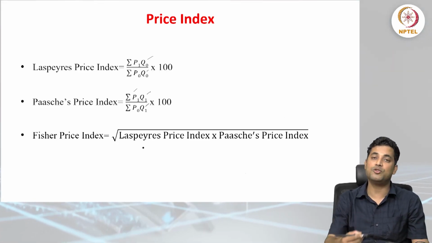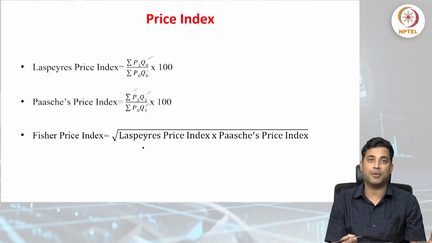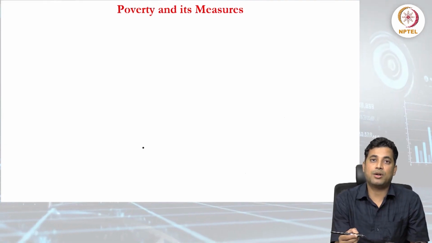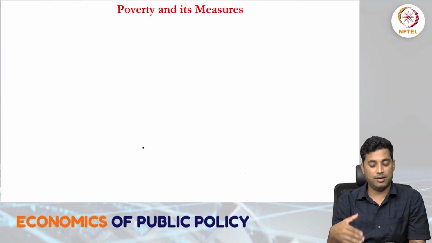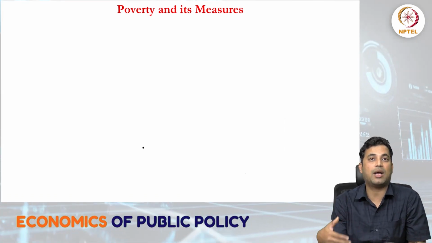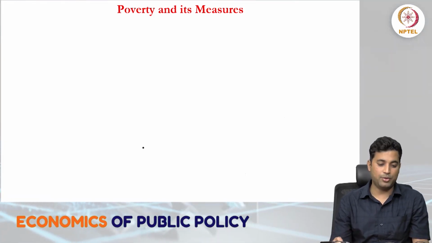Consumer price index will give us how to calculate inflation. So now, poverty and its measures. Let's have a quick look at how we calculate poverty. The initial way we tried to calculate poverty is based on the income approach.